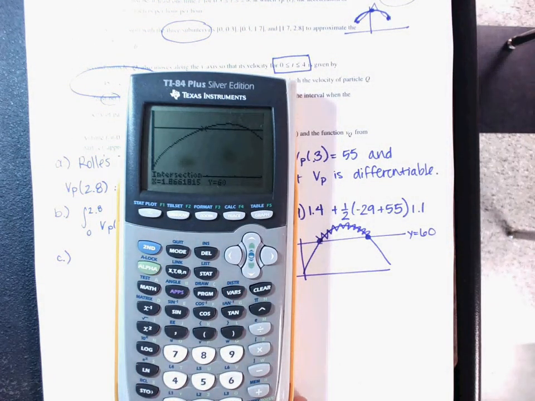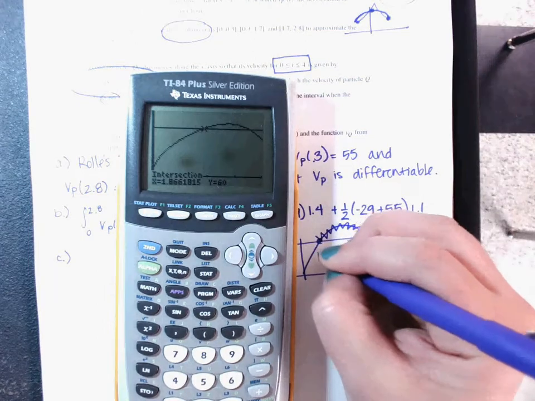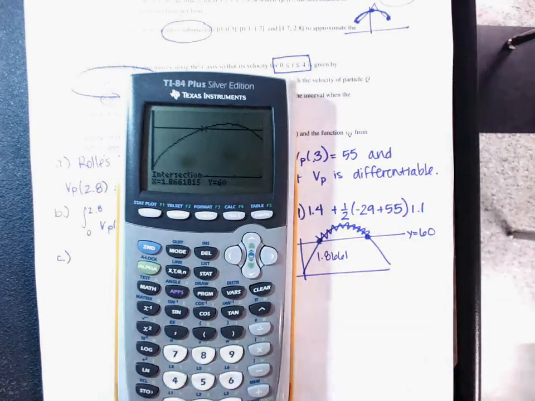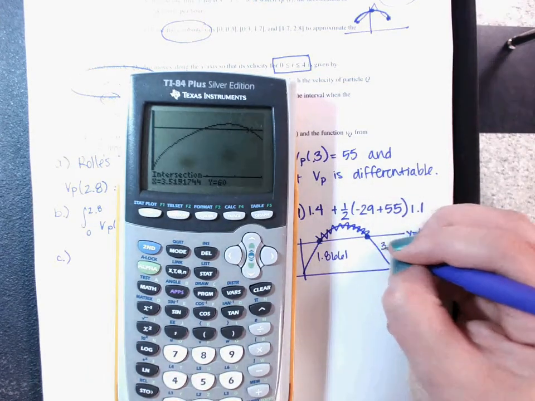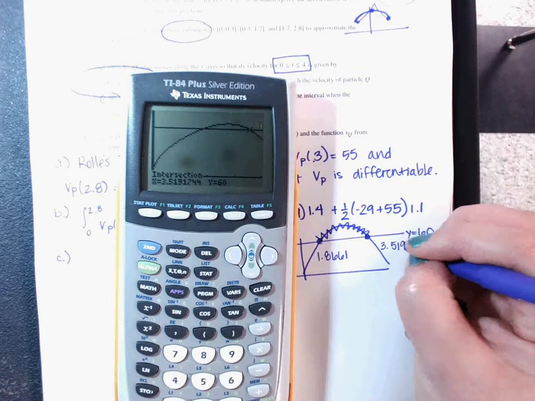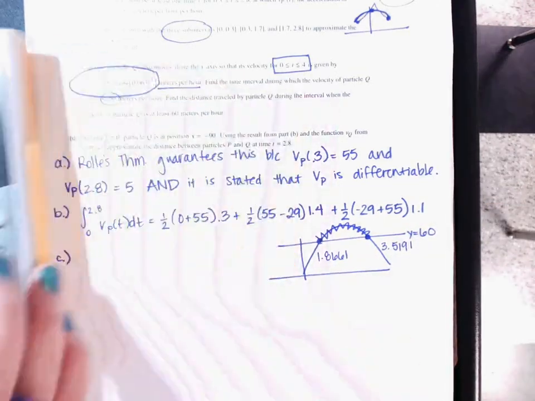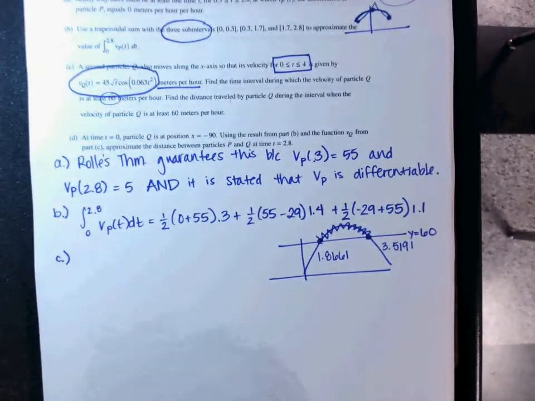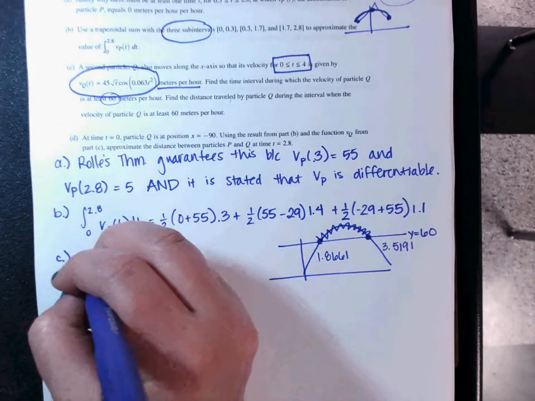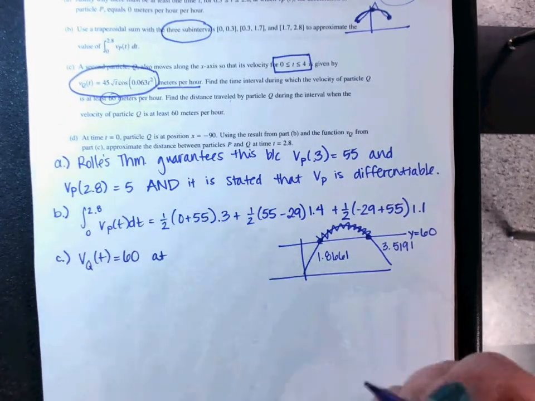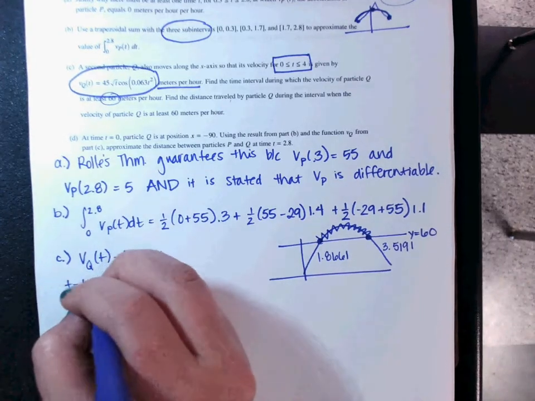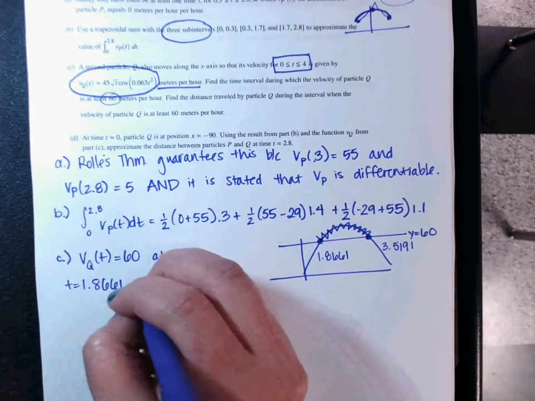The first one happens at 1.8661. The second one happens at, enter, enter, I'm going to guess it happens around 3.5191. Okay? So I'm going to put VQ of t equal to 60 at t equals 1.8661.